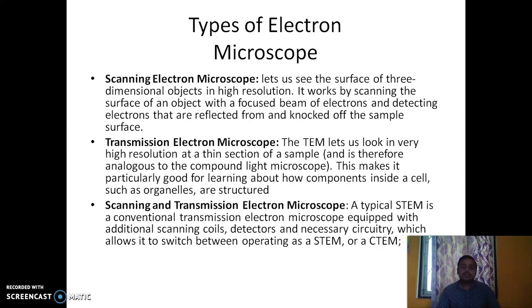The third type combines both the scanning electron microscope and the transmission electron microscope. We call it the scanning and transmission electron microscope. A typical STEM is a conventional transmission electron microscope equipped with additional scanning coils, detectors and necessary circuitry, which allows it to switch between operating as a STEM or a CTEM.